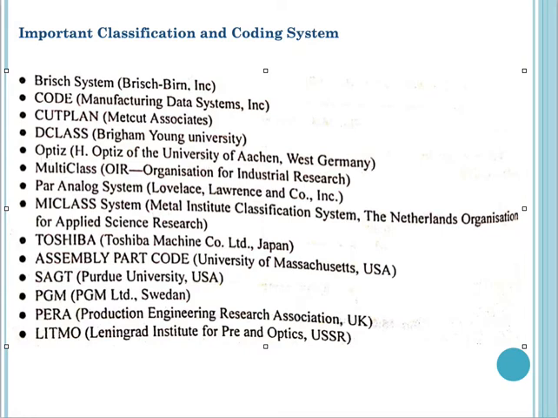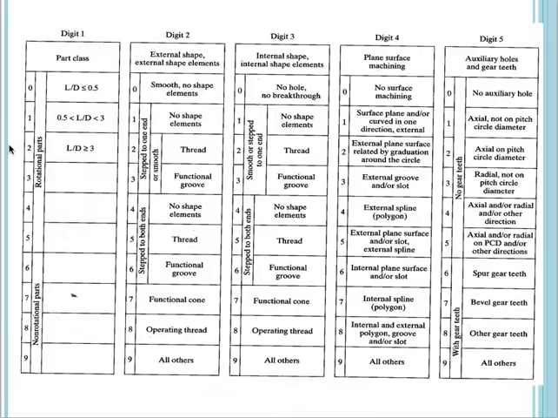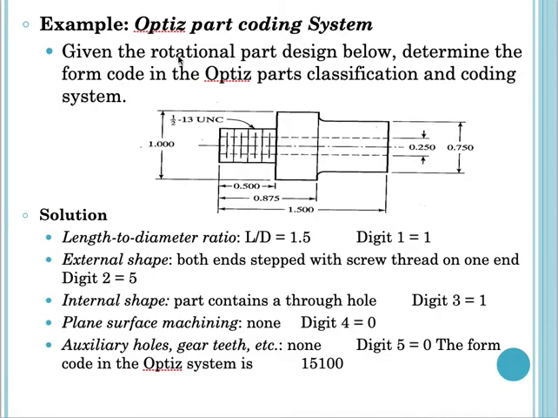So we'll see one example of that Opitz method. This is the Opitz part coding system. One example has been given. If you see one example of this part coding system, how it would be. Here, given a rotational part design below, determine the form code in Opitz part classification and coding systems.